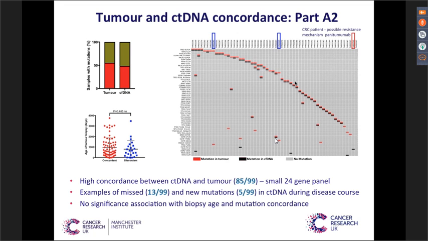An interesting case of this is the one highlighted in red, target 39. This patient had a KRAS mutation present in the ctDNA that wasn't found in the tumor, and it turns out that this patient was treated with panitumumab, in which a KRAS mutation is a known mechanism of resistance. So what we think is that the patient actually evolved a mechanism of resistance, which was picked up in the ctDNA. And so we are getting a number of examples where you get interesting data from this. Interestingly, there was no significant association between biopsy age and mutational concordance in this cohort of patients.